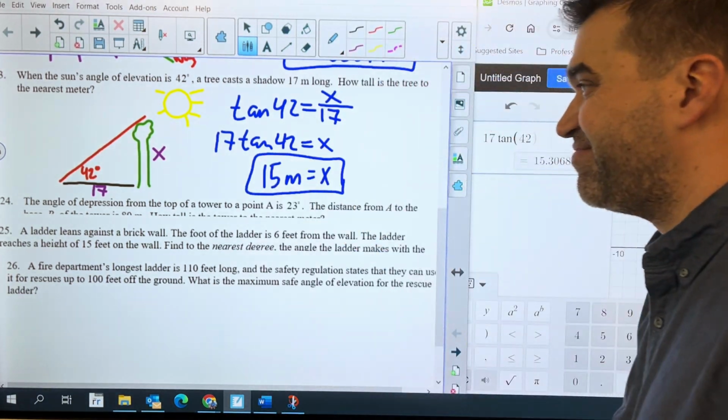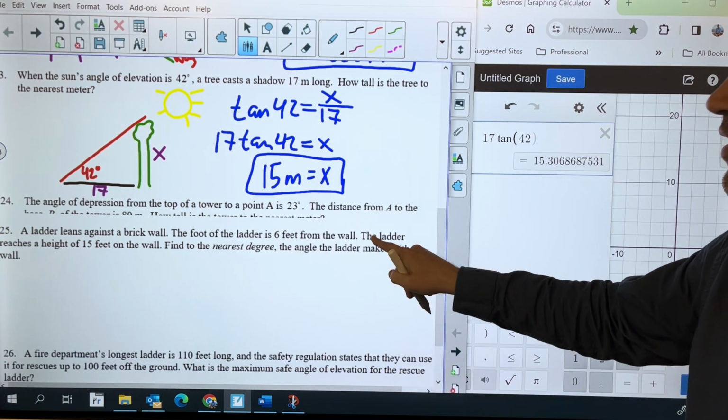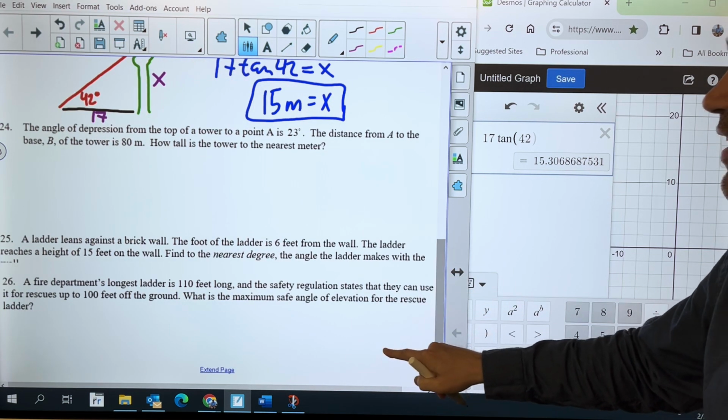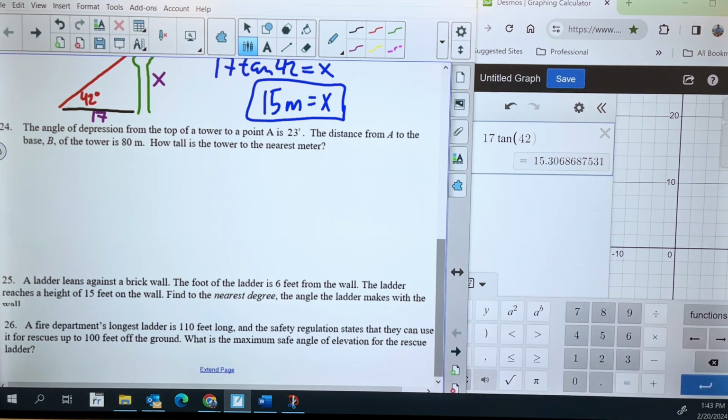All right, flying along. Take a look at this next one. Angle of depression from the top of the tower to point A is 23 degrees. The distance from A to B, the base of the tower, is 80 meters. How tall is the tower?